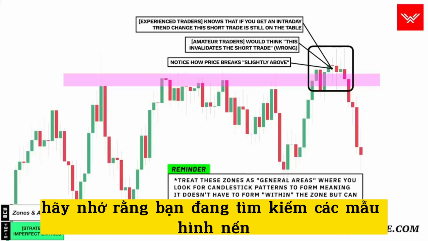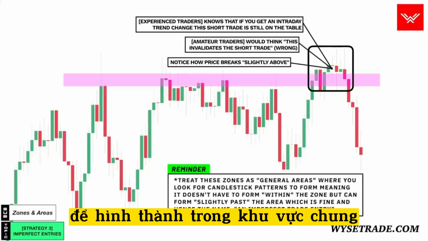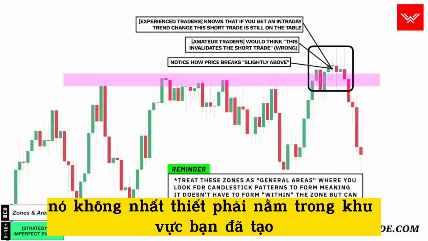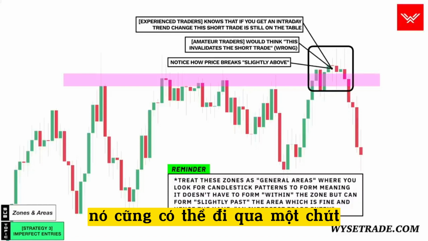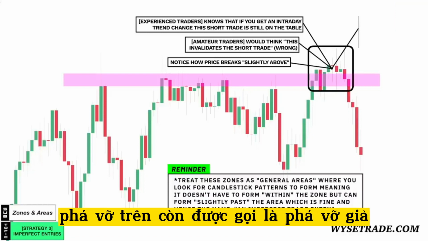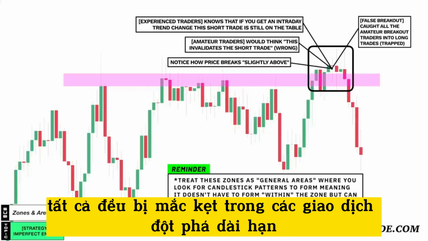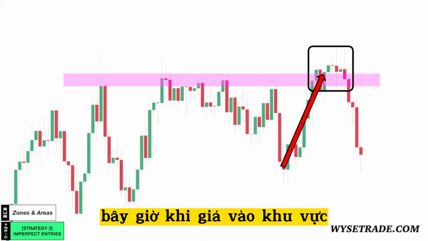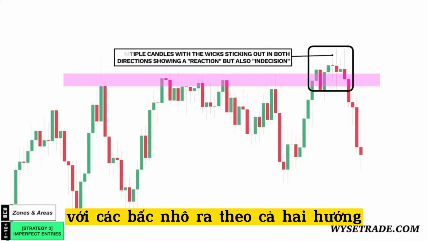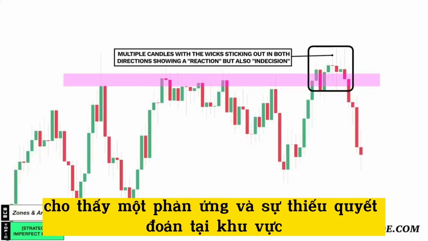Remember that you are looking for candlestick patterns to form in the general area. It doesn't have to be within the zone you created. It can go slightly past as well. This break above is also known as a false breakout, and amateur breakout traders all got trapped into long breakout trades. Now, as price entered the area, you had multiple candles with wicks sticking out in both directions, which shows a reaction and indecision at the area.